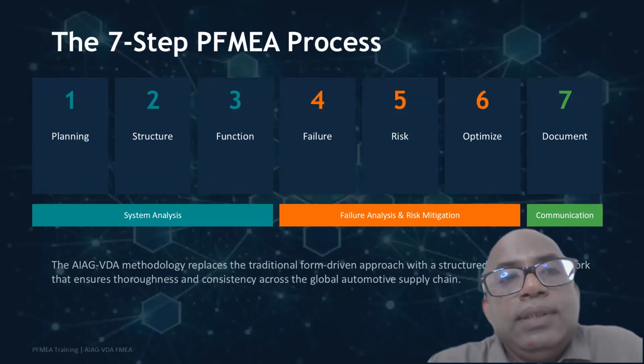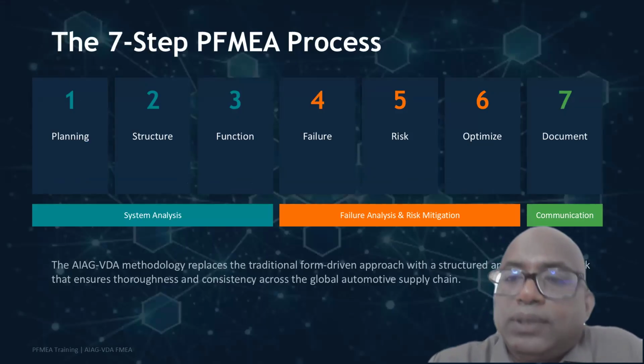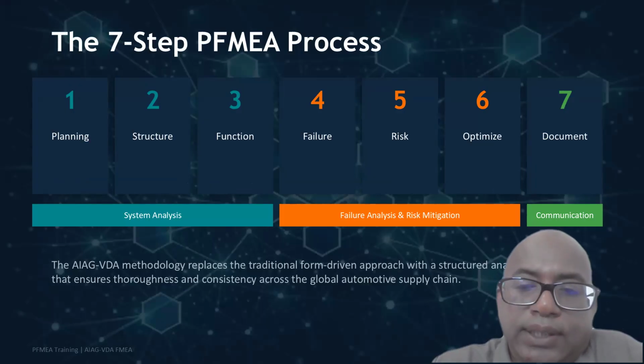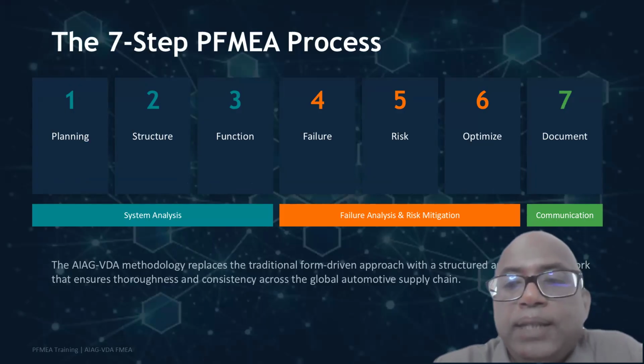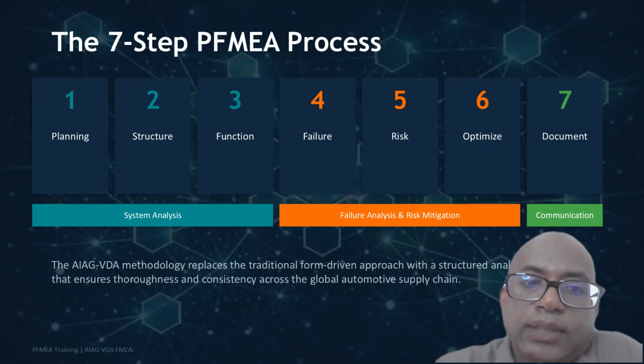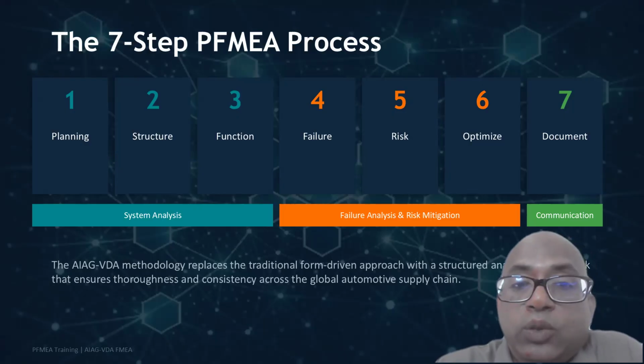Okay, the 7 steps of the PFMEA process. These are the 7 steps of the PFMEA process in the AIAG VDA version. The first one is planning. Planning work you have to do. Then the structure analysis. In the structure analysis part you have to do some work, so you should have a spreadsheet for that. Next one is the function analysis. That one also you have to do a lot of activities in the Excel spreadsheet. So we have to prepare it.